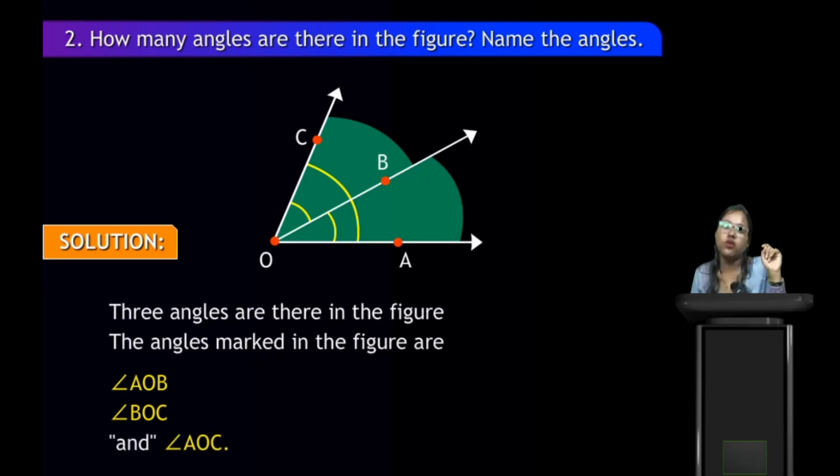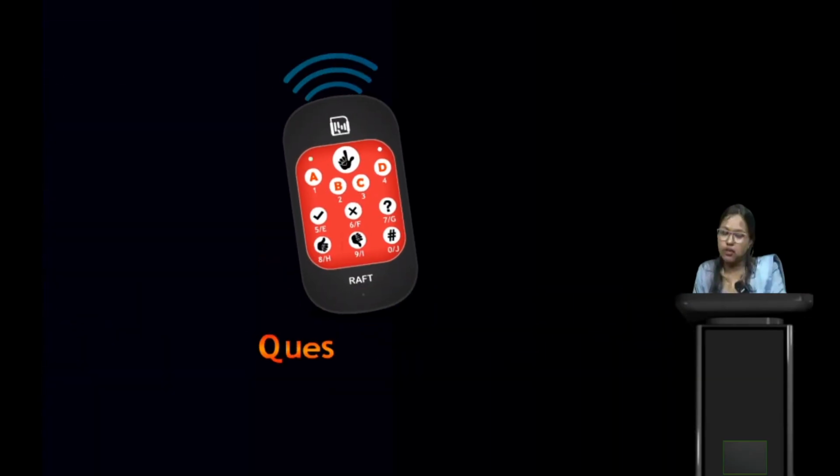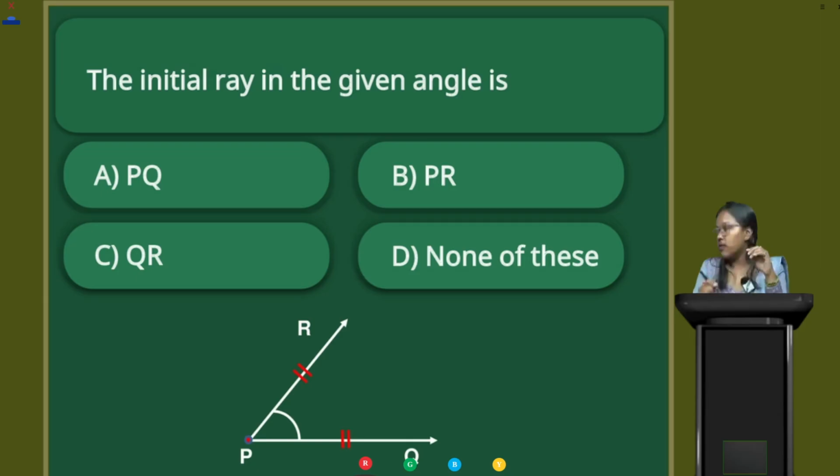Now next, when we are taking the whole angle, what is the name of this angle? Angle AOC. If someone says angle COA, then also it is correct. So you can name it as COA or AOC. Whatever you want, you can say. But the condition is that the vertex should be in the middle. Only that is the condition.